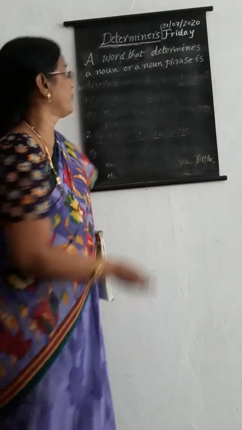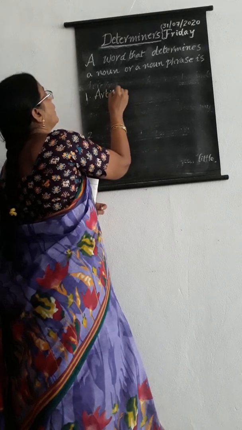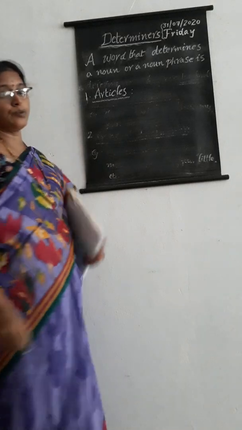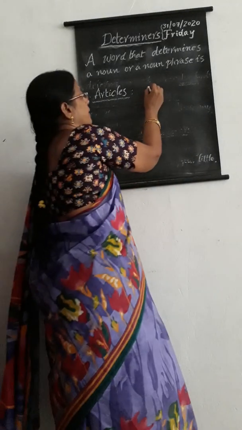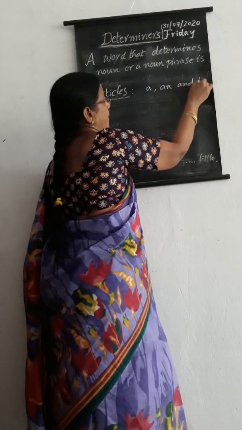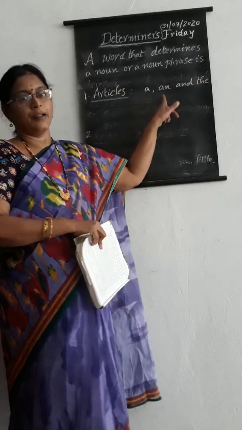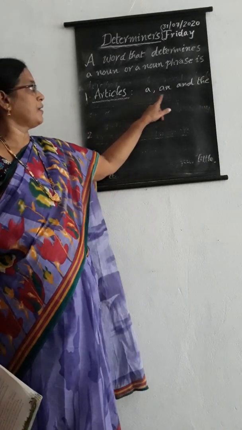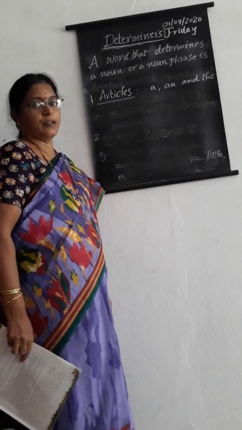Determiners include articles. Today I want to teach you about the use of articles. What are articles? A, an, and the. A and an are called indefinite articles. The is called the definite article.